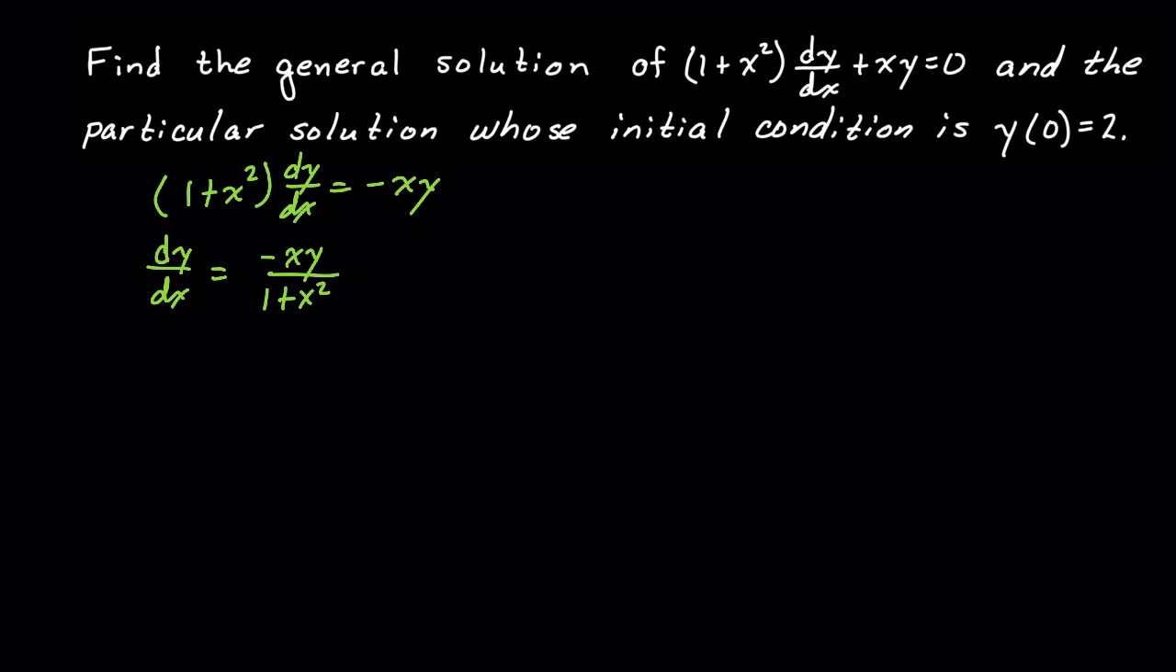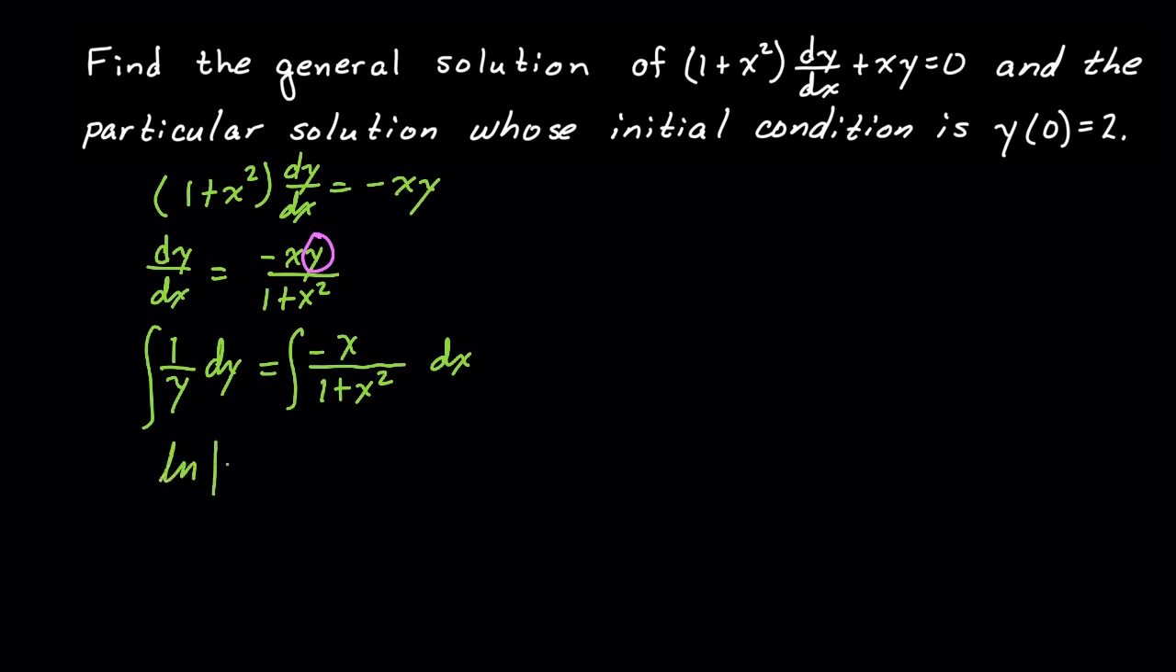Now I'll move the y's to the left, x's to the right. So I'll move this y right here to the left side by dividing it, giving us 1 over y dy equals negative x over 1 plus x squared dx. All right, so now we're going to integrate. The integral of 1 over y dy, that's pretty basic. That's going to be natural log, but make sure that you put the y in absolute value bars.